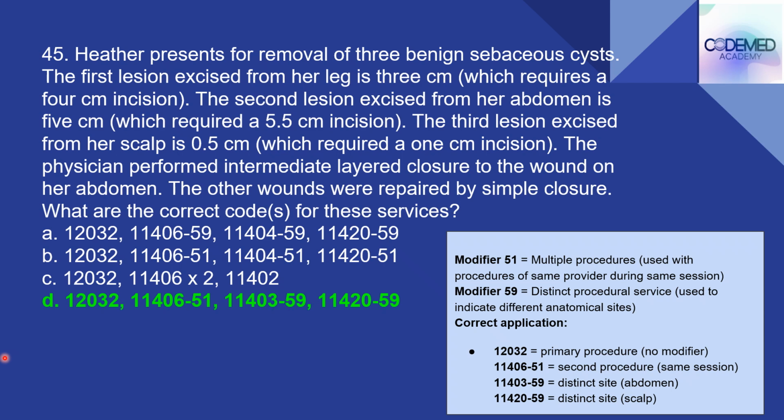So yes, the last is the correct answer, because there were 3 wounds at different sites, and they were also repaired in different ways: one was intermediate and 2 were simple. So we will always write the repair code, and then we will write the wound code. And remember the criteria that the simple repair is always included in the excision, and we do not code them separately, and these two are distinct separate procedures. This is part of that, because this is the repair which has happened for this particular site. So D is the correct answer.